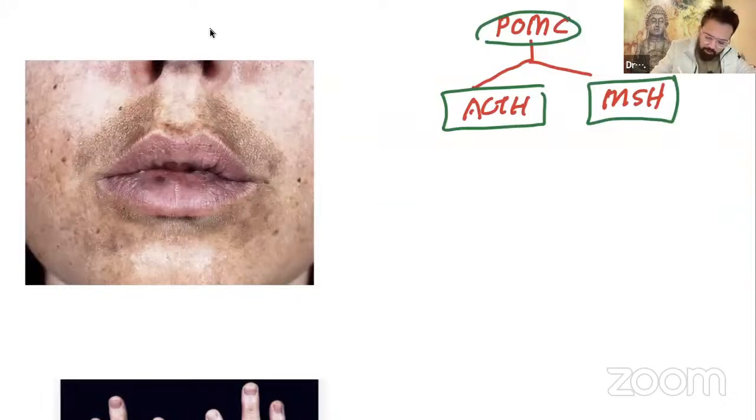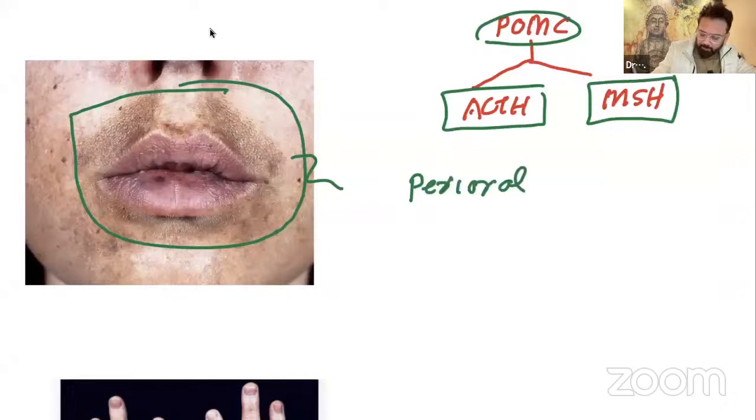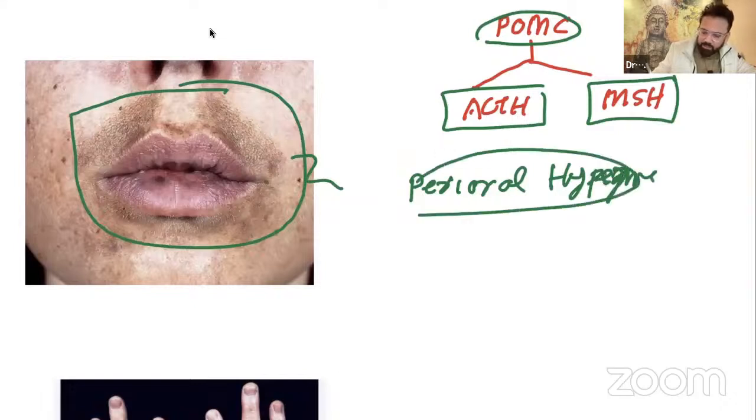What is shown here? Anyone from first year, second year, final prof, intern, post-intern, FMGE, NEET PG preparation? It is helping you in making a diagnosis. Okay, it is your perioral hyperpigmentation, and the cause can be increase in ACTH.